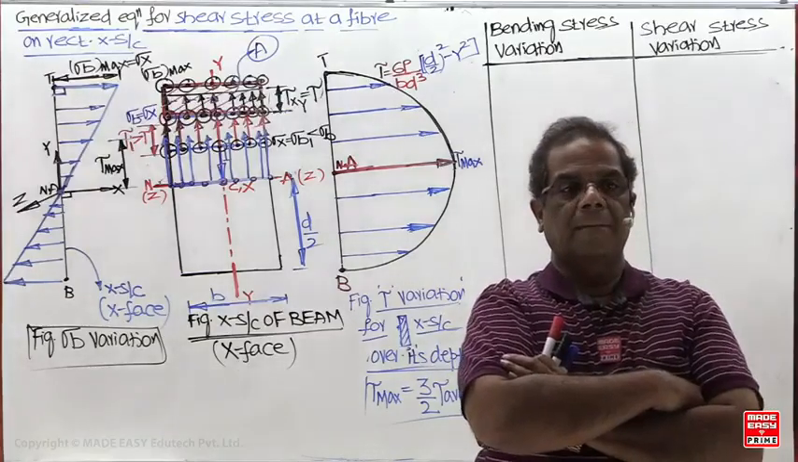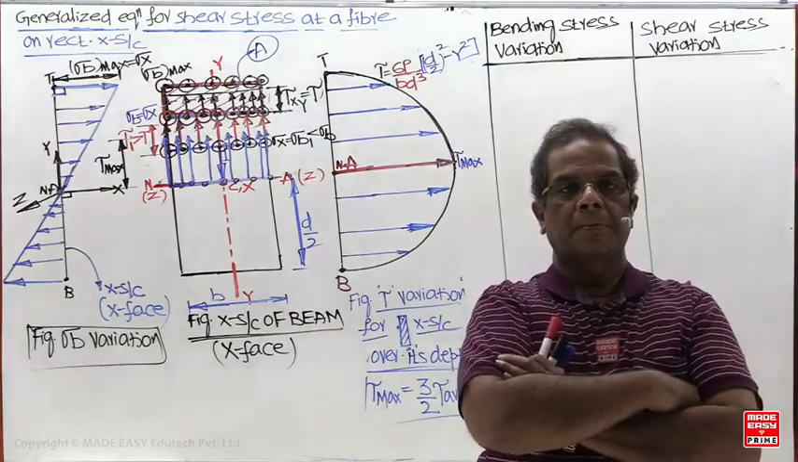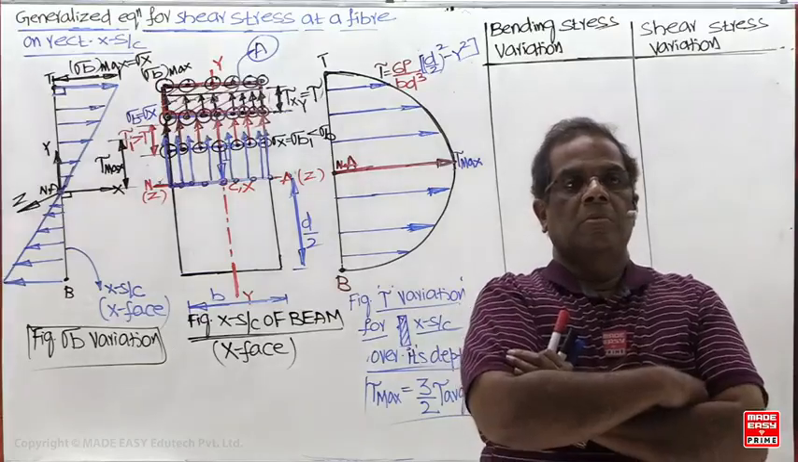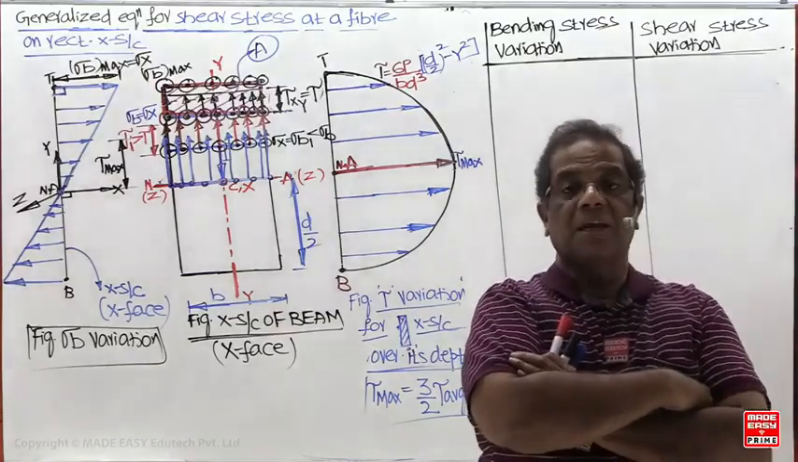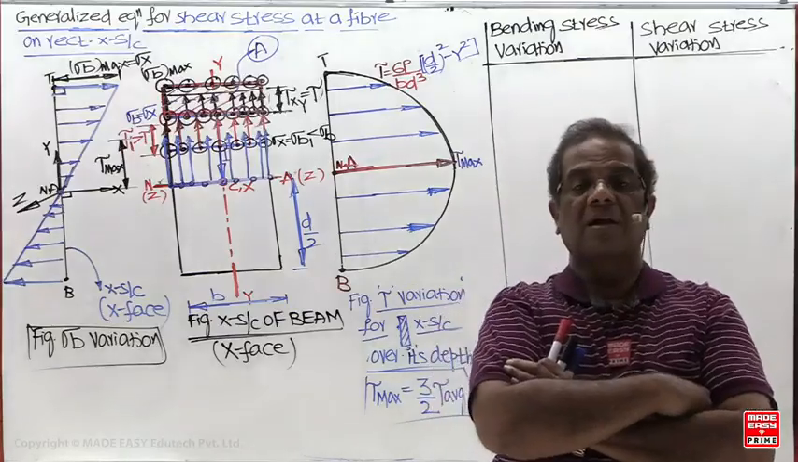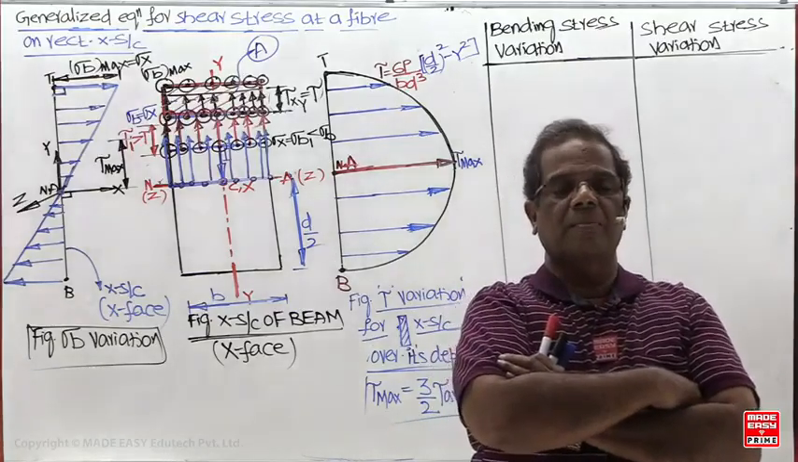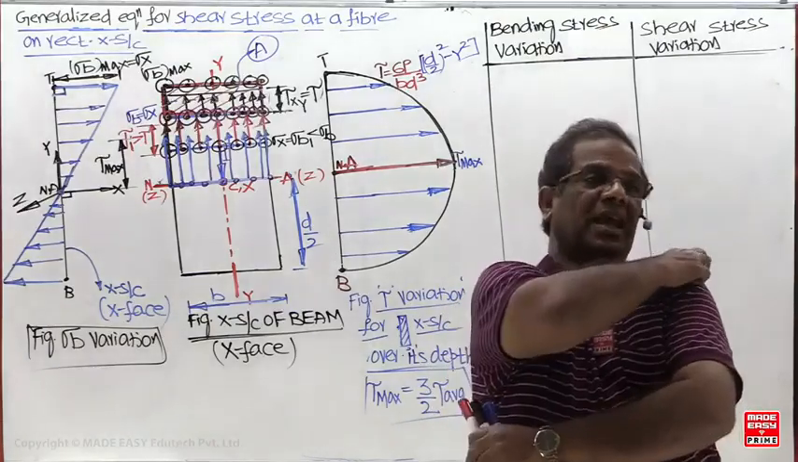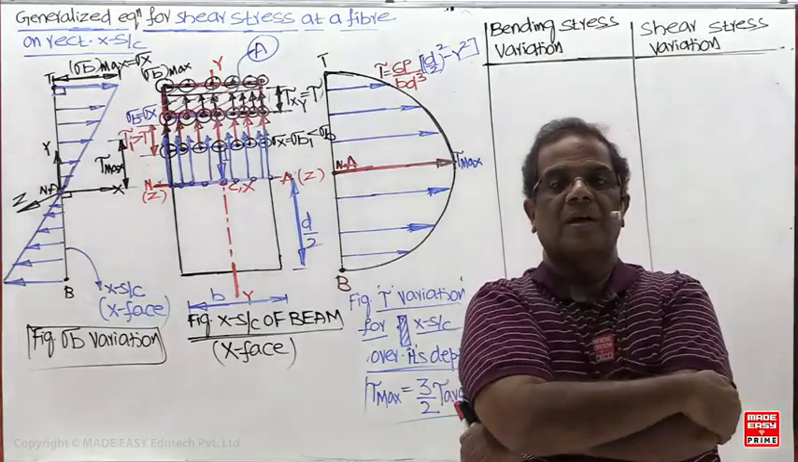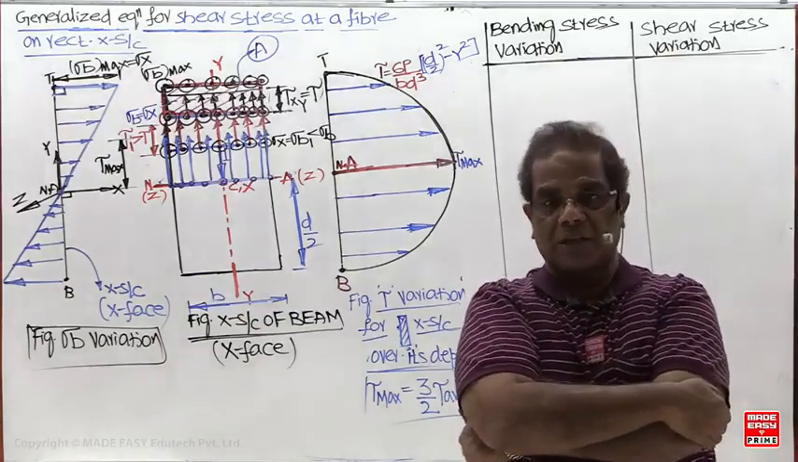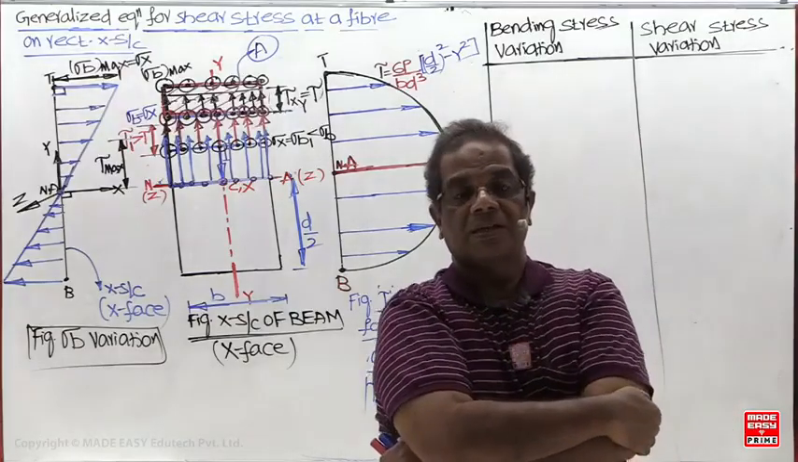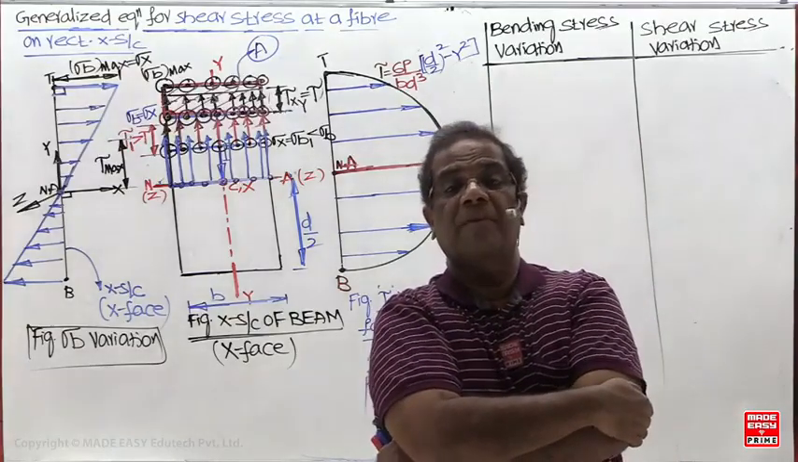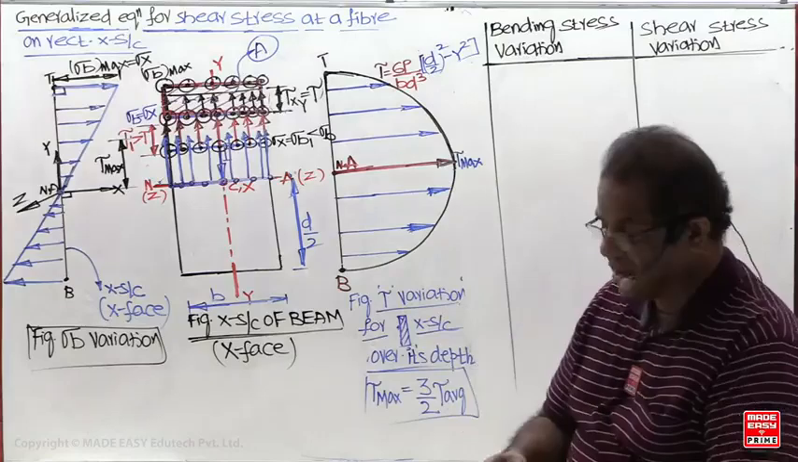Right hand side. Shape of shear stress variation may vary from cross section to cross section.